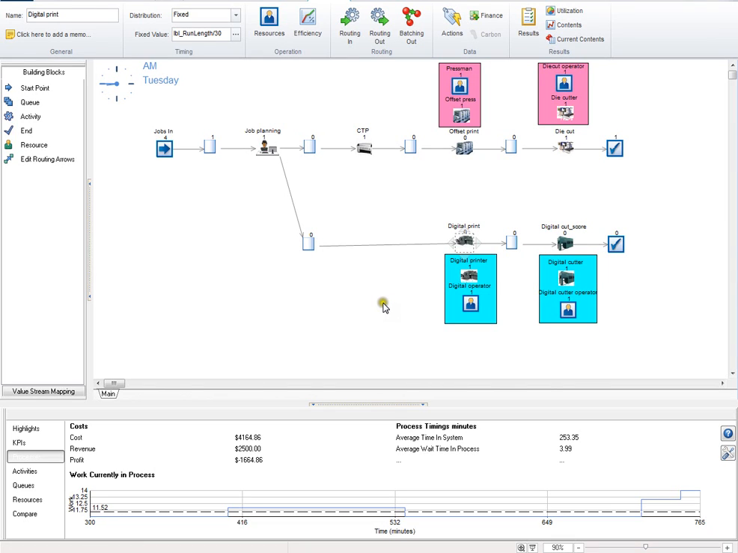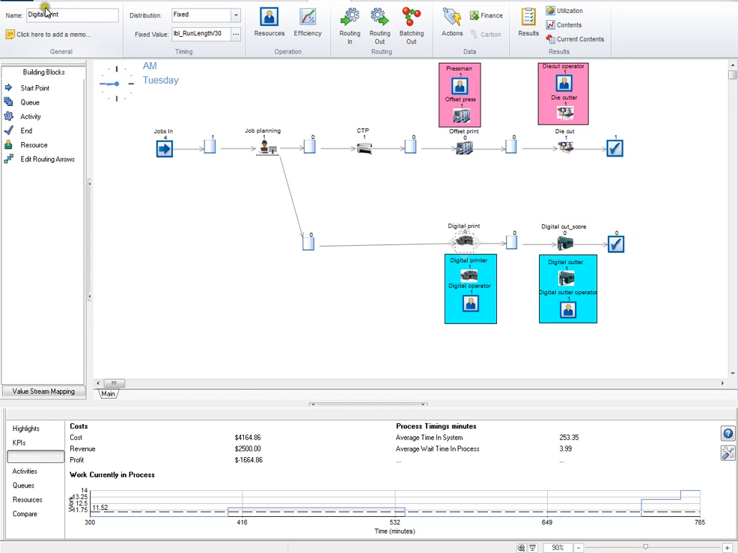Here we have a very simplified model of a folding carton plant. Jobs come in over here. They go through a queue into job planning, then another queue into computer to plate, another queue into an offset printer. There's a pressman and offset press available. Another queue and then into die cutting. There's a die cutting machine and an operator, and we collect the jobs out there.